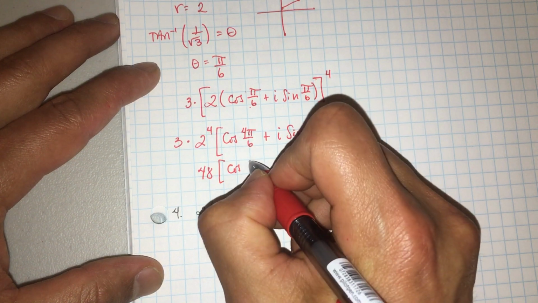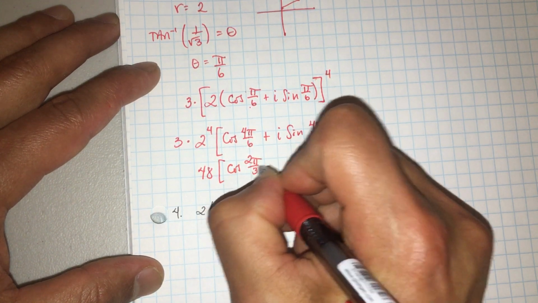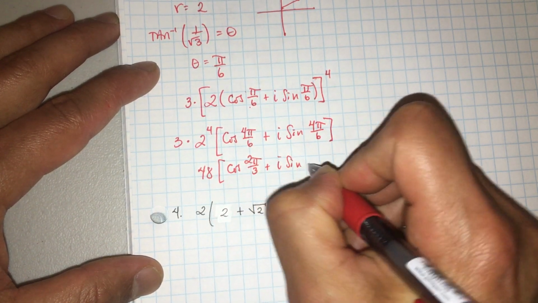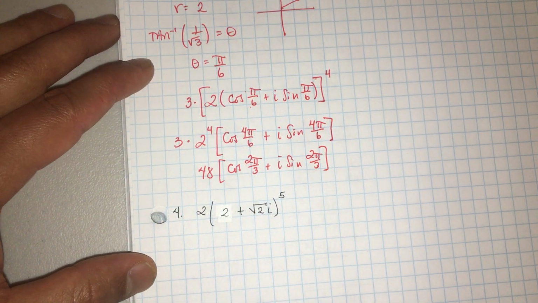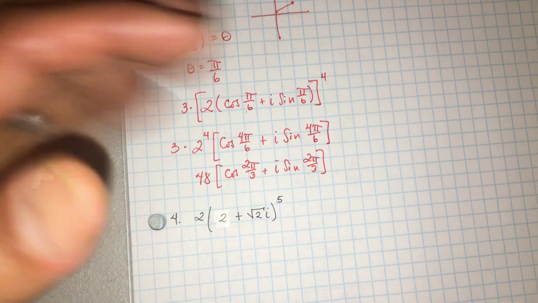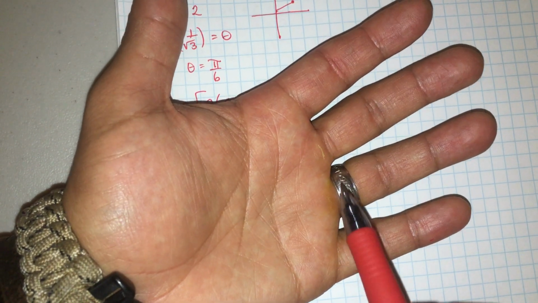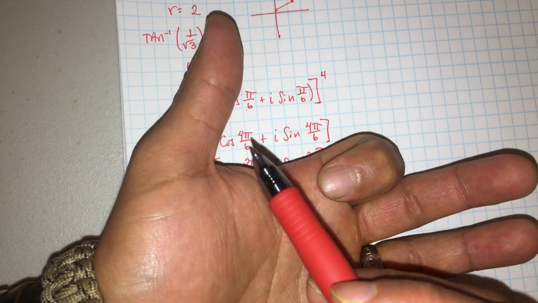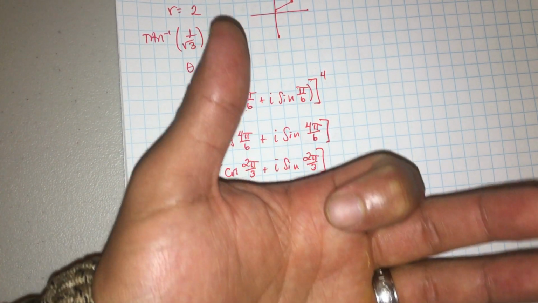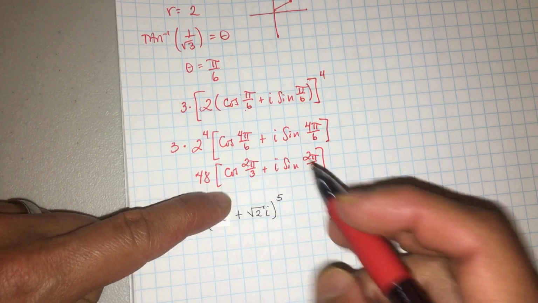So 4 pi over 6 is 2 pi over 3. Plus I sine of 2 pi over 3 over here again. All right. So now I got to find cosine of 2 pi over 3. Pi over 3 is my reference angle. That's 60 degrees. Is this guy right here. What's my cosine? Cosine is the top, so it's 1/2. So this guy is 1/2.